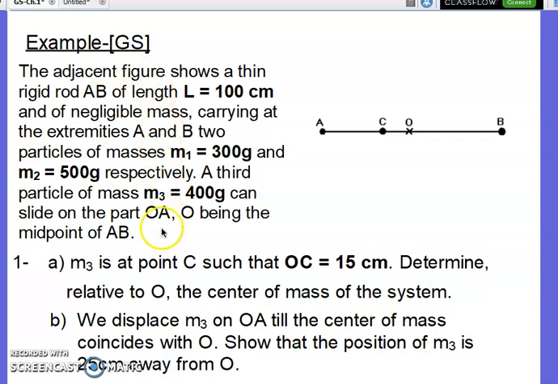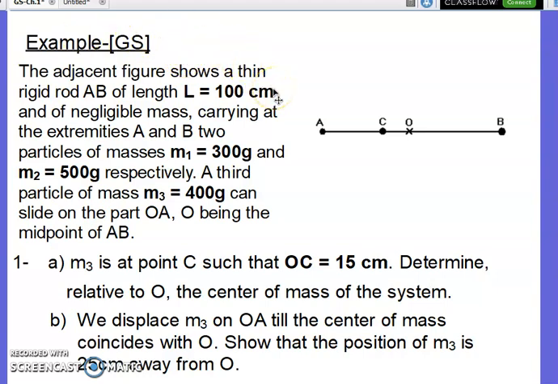Also, I am going to solve in this video an example about the conservation of mechanical energy and rotation. But this exercise is only for GS students, not for LS, as you see here.